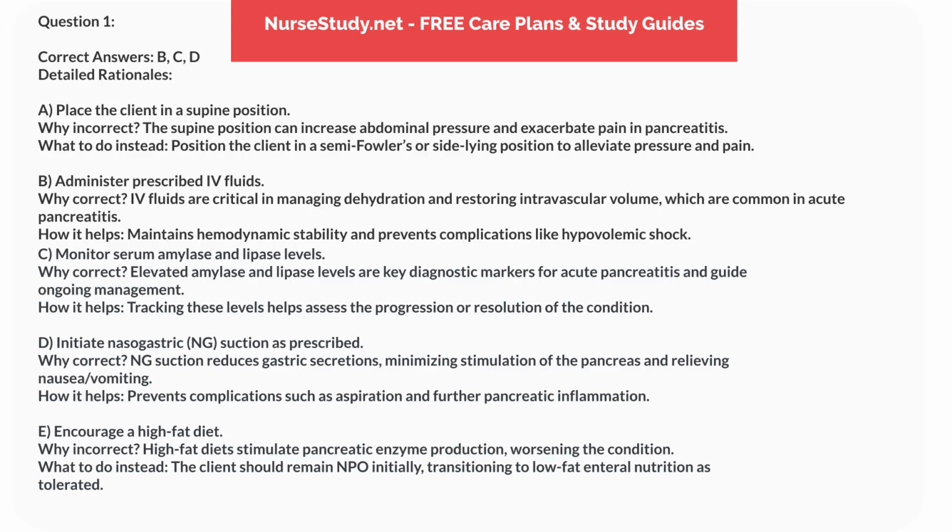E. Encourage a high-fat diet. Why incorrect? High-fat diets stimulate pancreatic enzyme production, worsening the condition. What to do instead: the client should remain NPO initially, transitioning to low-fat enteral nutrition as tolerated.